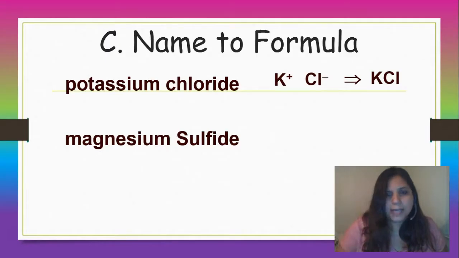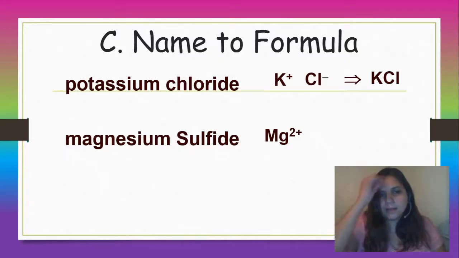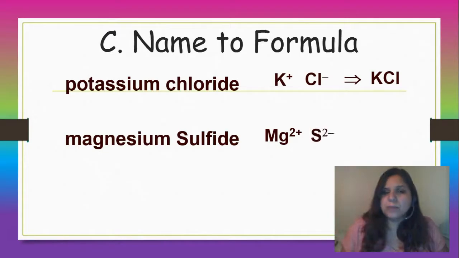Next one, magnesium sulfide. Magnesium has a 2+ charge because it's in group 2A. Sulfide, well, that must have been sulfur. So sulfur is a 2- charge. Looks like if I just use one of each, they would cancel the charge. So we just need MgS.